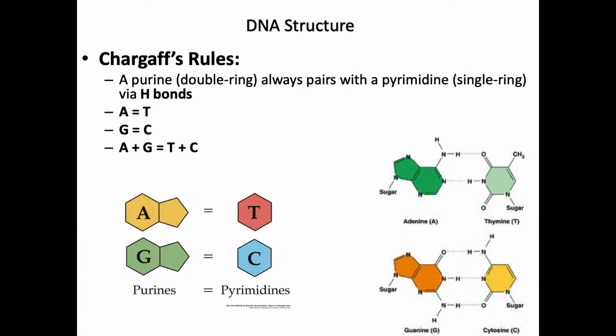Another scientist is called Chargaff, and he made up the rules of base pairing, which you guys already know. We know that adenine will always base pair with thymine, and guanine will always base pair with cytosine. So that means the number of adenine will always equal the number of thymine. And also the number of guanines will always equal the number of cytosines. So ultimately, the number of purines will always equal the number of pyrimidines.